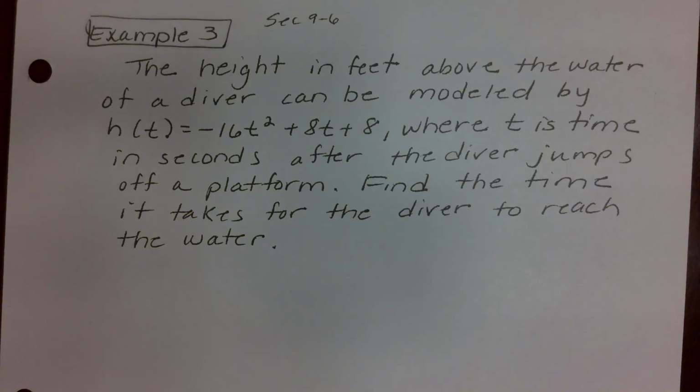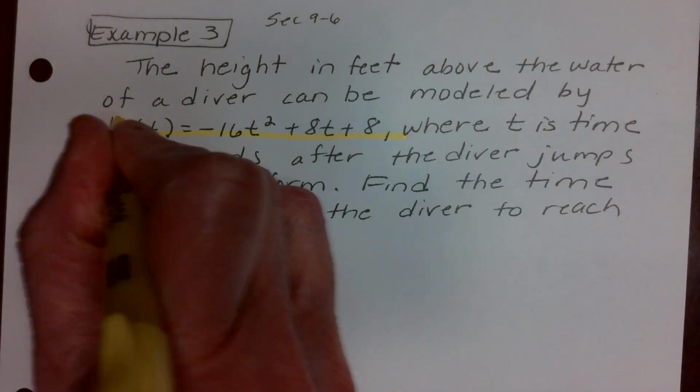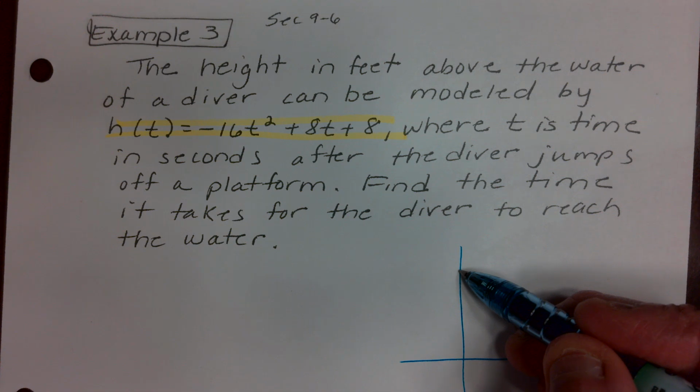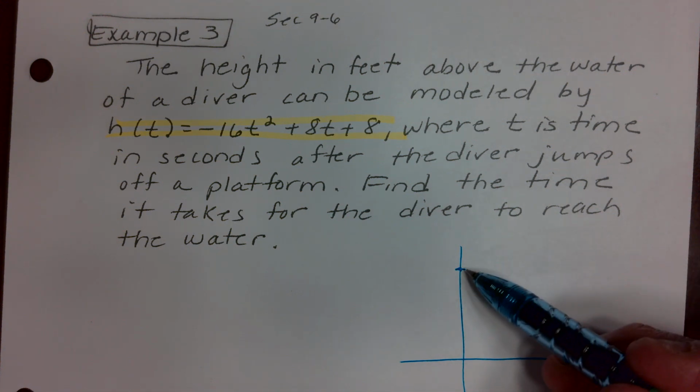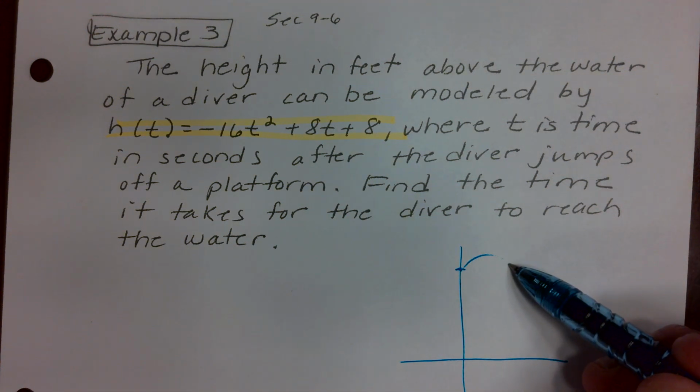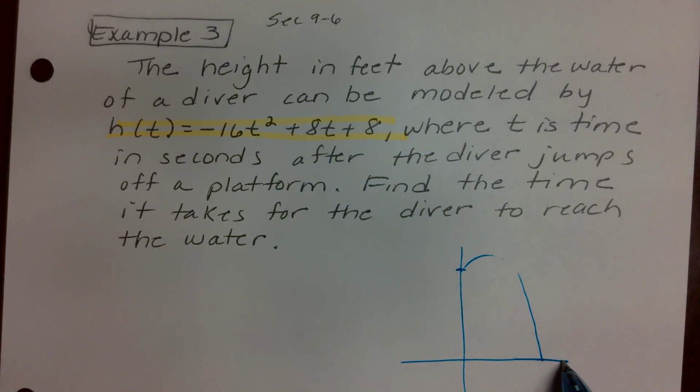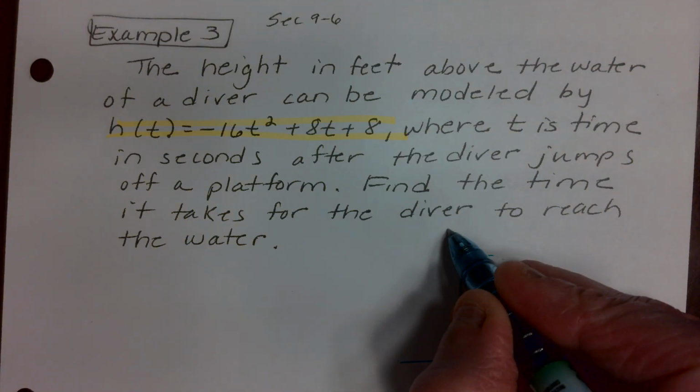So we got something different there. The height in feet above the water of a diver can be modeled by this. So here's our formula, where t is time in seconds after the diver jumps off a platform. Find the time it takes for the diver to reach the water. Guys, so it's like they're standing here. They're going to jump up and come down. When they hit the water, what is the height?